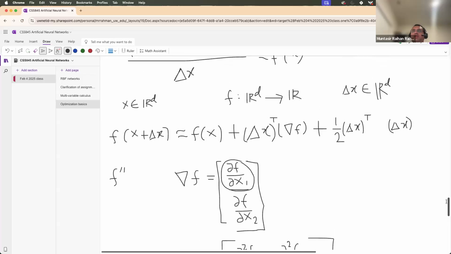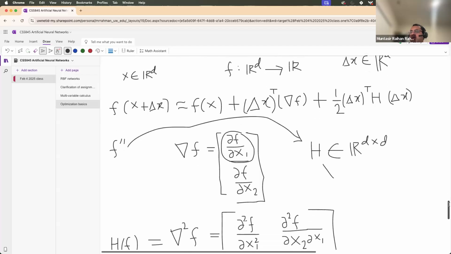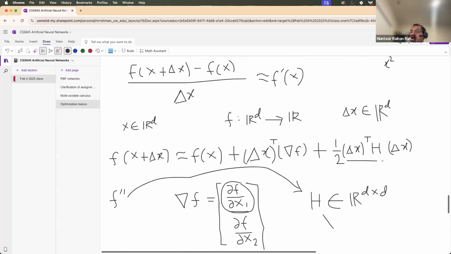Okay. So now the Hessian in general is going to be a D by D matrix. And this is going to be the representative of the second derivative here. So now somehow I need to put this in this equation. So I can just put it here, right? And then can anyone tell me what this object is called? What type of object is this?